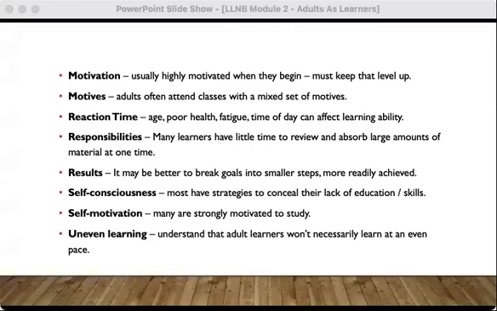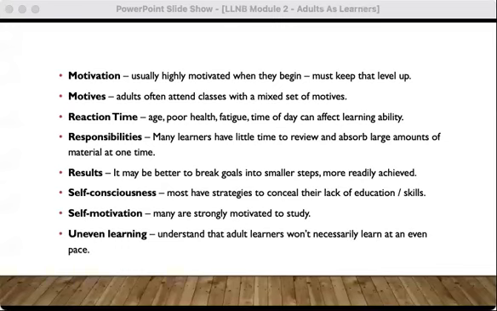Motives. Adults often attend classes with a mixed set of motives: educational, social, and recreational. Sometimes they attend from a sense of duty, or because they're required to by their employer or to receive certain benefits.